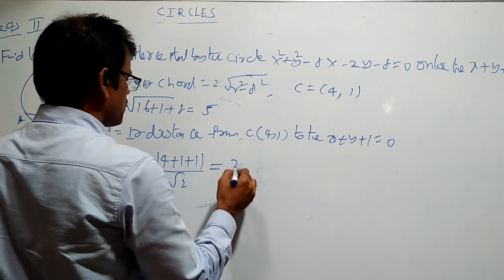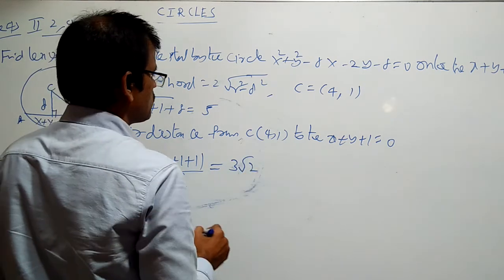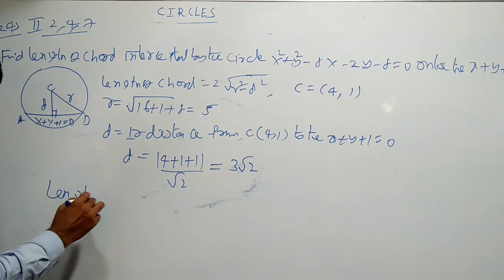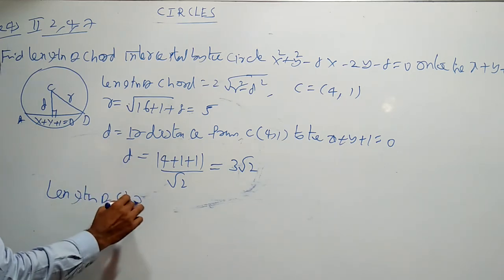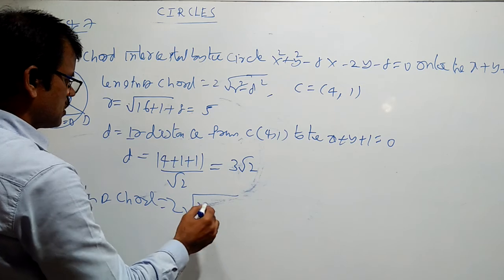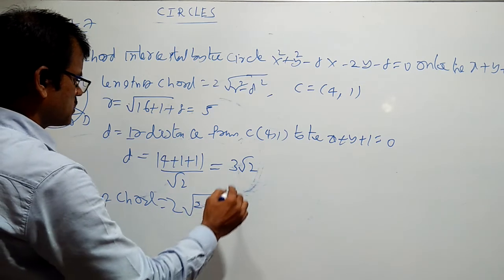This is 6 by root 2. You can write here 3 root 2. So length of chord equal to 2 root r square minus d square. What is r square? 25, minus what is d square?